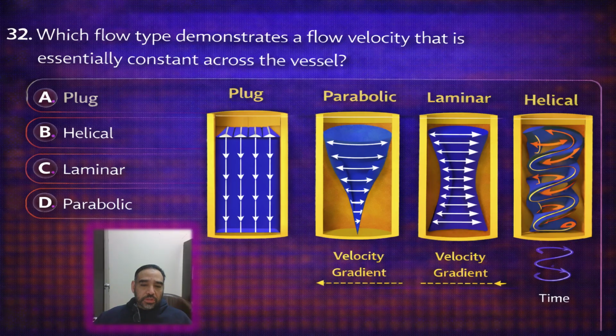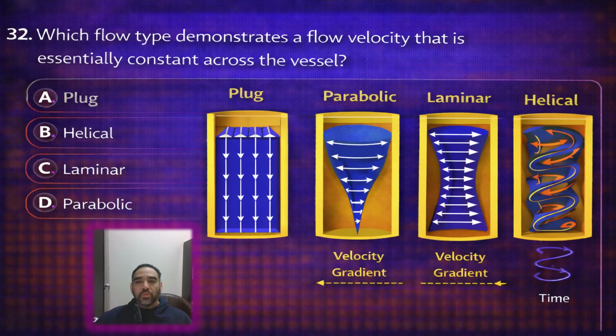So the next question says, which flow type demonstrates a flow velocity that is essentially constant across the vessels? And the answers are A, plug, B, helical, C, laminar, or D, parabolic. And the correct answer here, if we learn from the last slide, is a plug. So again, plug flow demonstrates velocity that is essentially constant across the vessel.